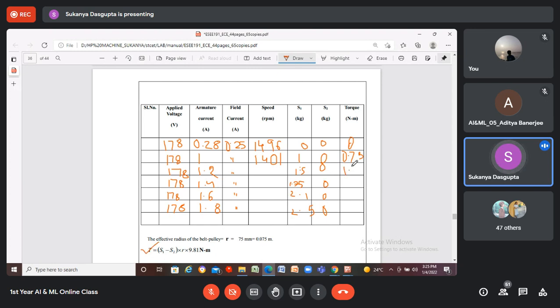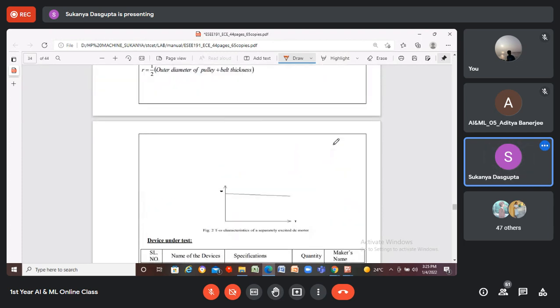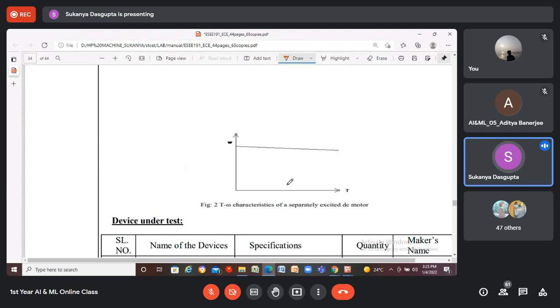The third reading, it is 1.1. So as speed is decreasing in nature, torque is rising. So they are inversely proportional. So if you plot these two parameters on millimeter graph paper, you will get this type of characteristic curve.